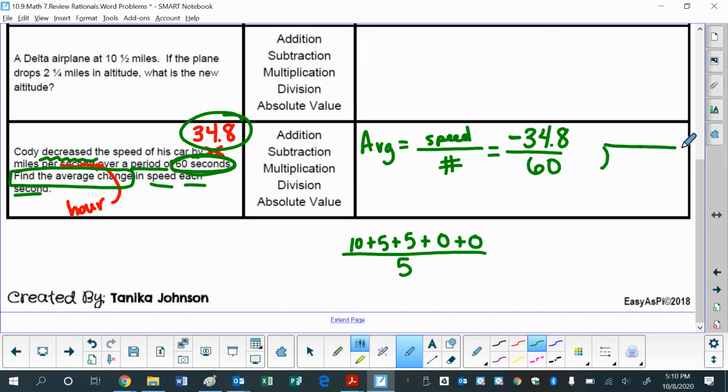And before we divide anything, I'm going to ask myself, will our answer be positive or negative? Well, look, we are decreasing. Even if we split it up into 60 parts, if we decrease 34 and 0.8 of a mile per hour, and then we split it up into 60 parts, well, every one of those parts is going to go down. So we know our answer will have a negative amount.